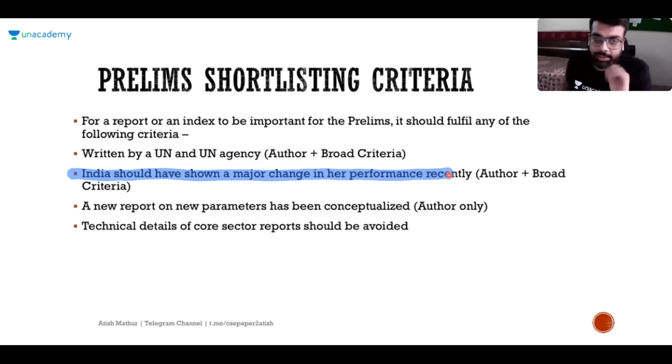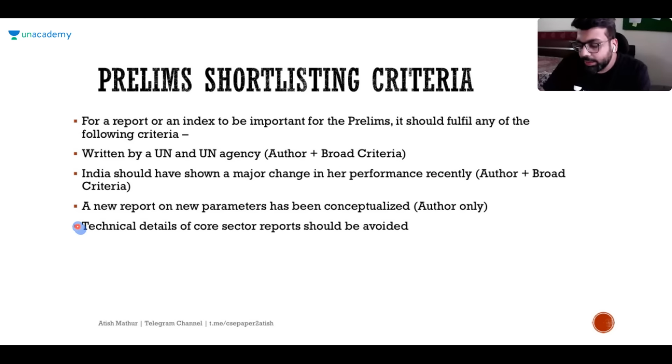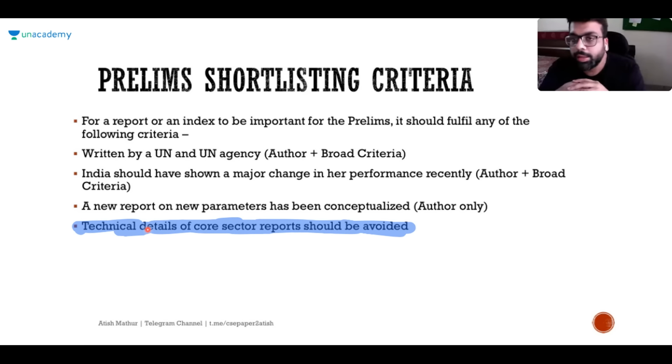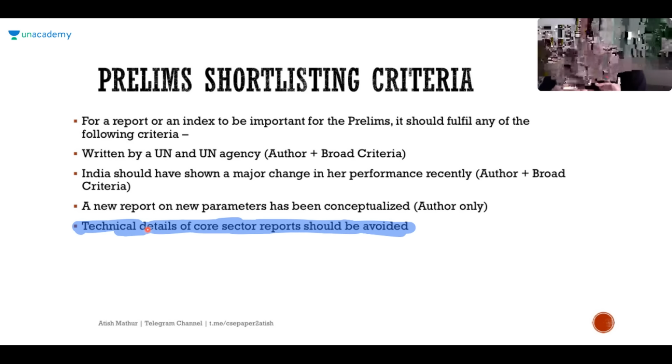As far as technical details are concerned, technical details of all core sector reports should always be avoided, which means I don't need you to know the specific criteria on which the Human Development Index has been calculated. I don't need you to know the inequality coefficients on the basis of which the larger issues of gender inequality have been identified. So for those very specific reasons, this is the shortlisting criteria.